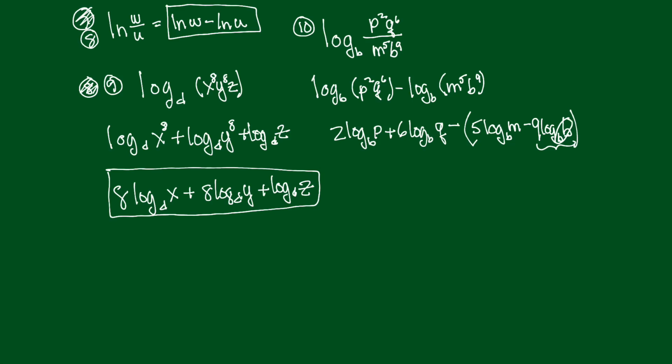When it's the log base b of b, the bases match. So I'm just going to get that exponent, which I know to be a 1. We just don't write the 1s. So let's take this minus sign through.